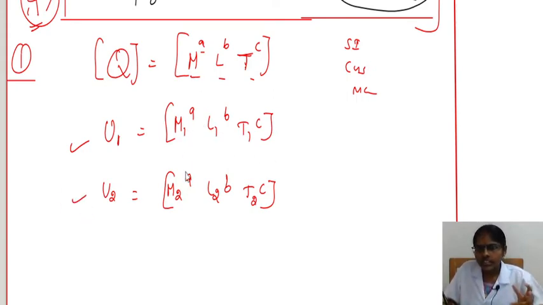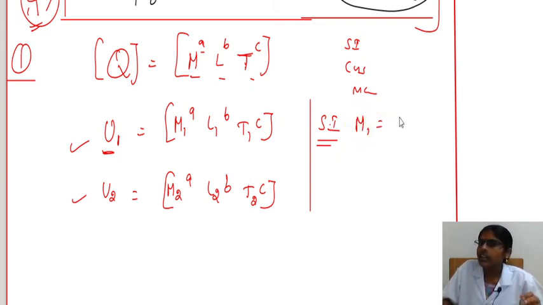But why should I give the different name? If you ask why I should give different names, M1, M2, it is because both the systems of units are having different units. Am I correct? For example, let's take this U1 is SI unit. So in SI unit, what is M1? It is in kilogram. What is L1? It is in meter. T1 will be in second.